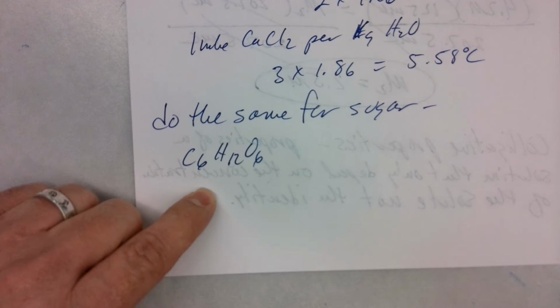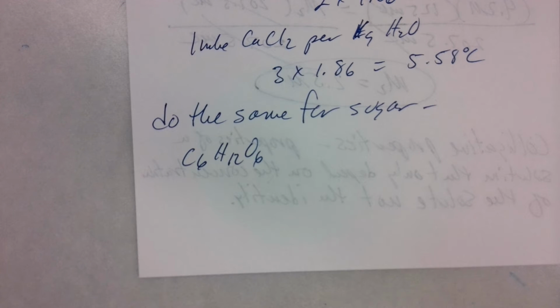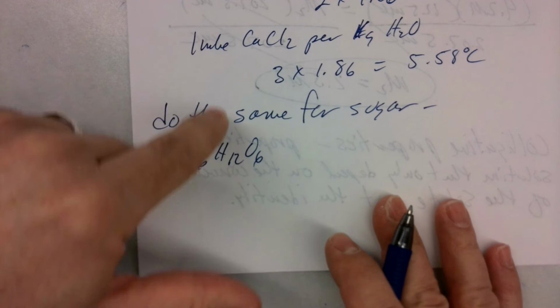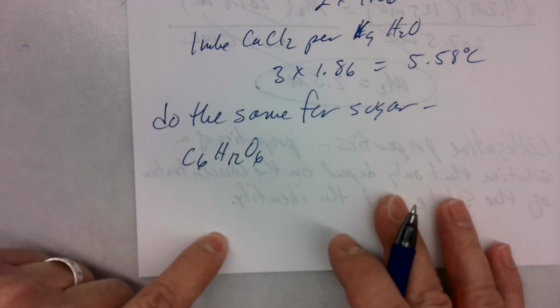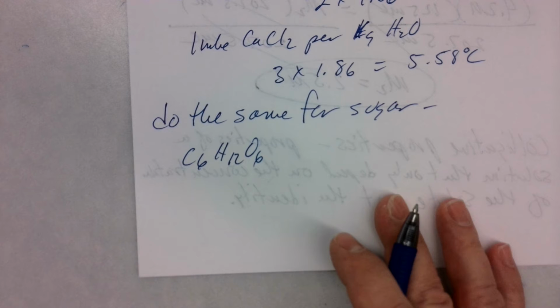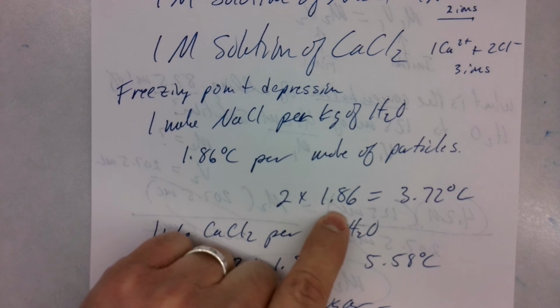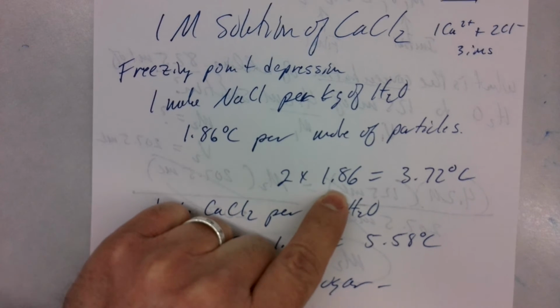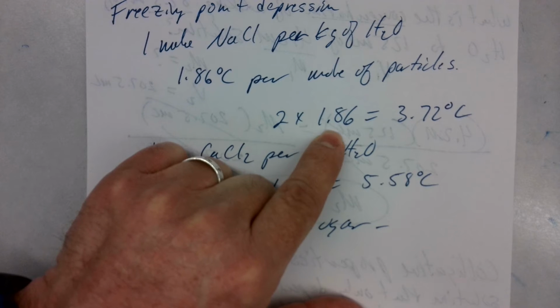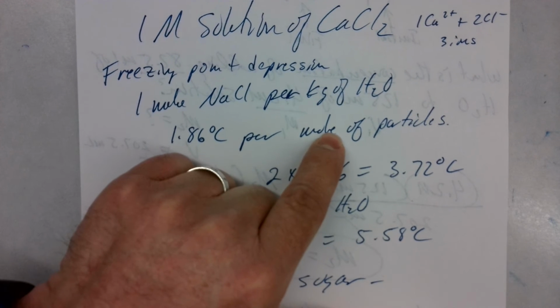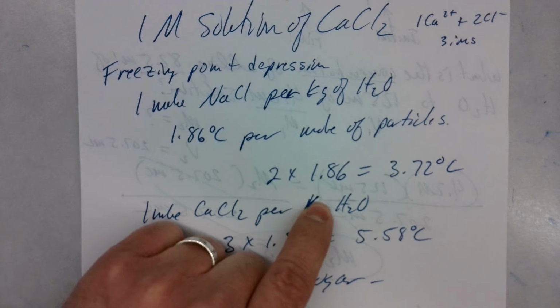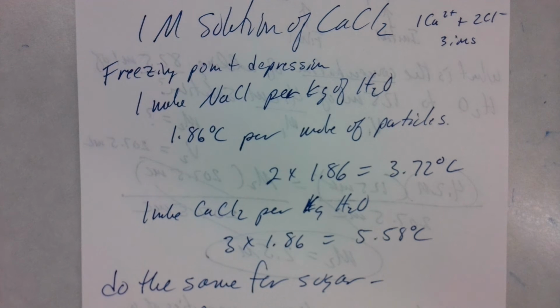When I put sugar in water, what does it do? It dissolves, but does it dissociate? It doesn't. So if I put 1 mole of sugar in water, how many particles am I going to get out? Just the one. So how much would sugar change my freezing point? Yeah, just 1.86. Could I use sugar to clear my sidewalk? I could. Would it be as good as salt? No. Would it be as good as calcium chloride? No.